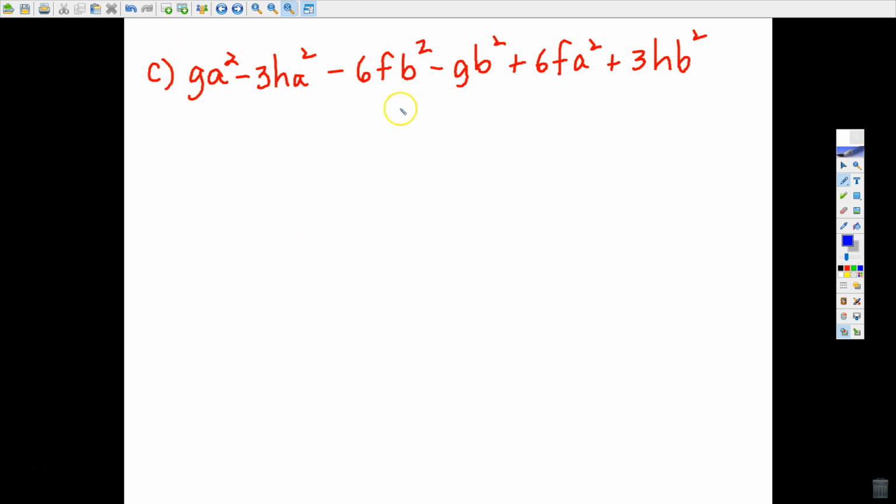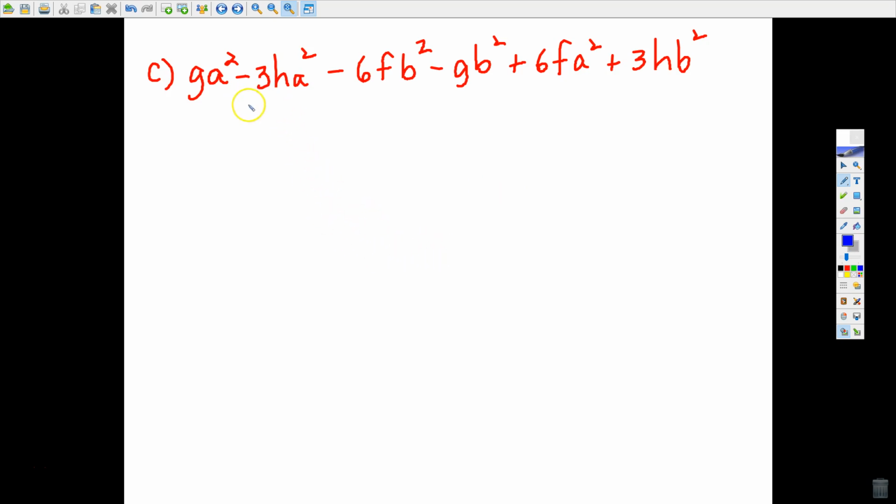Okay, letter C, a little more challenging because it's not set up just perfectly to where we can group the first 3 and the last 3. We're going to have to do a little thinking here. We're going to have to do a little rearranging so that my first 3 terms do have a GCF and my second 3 terms have a different GCF.